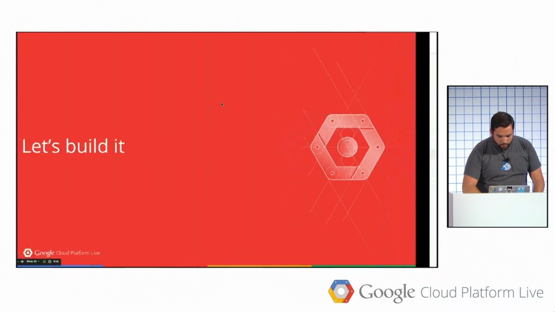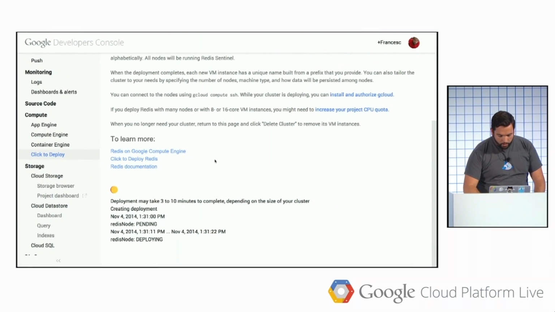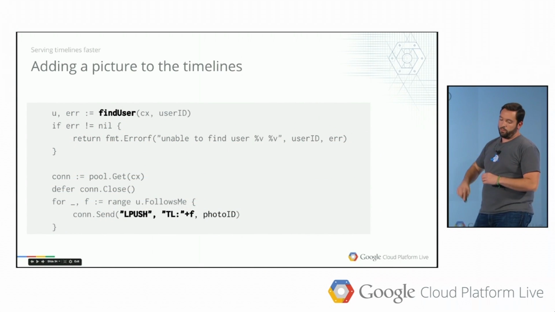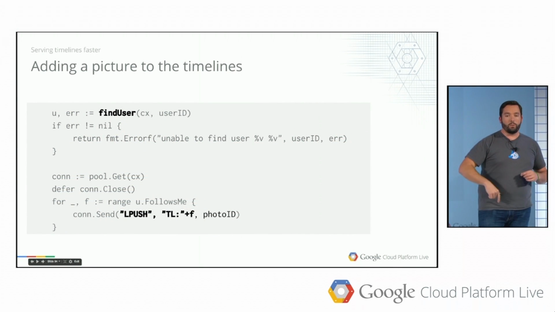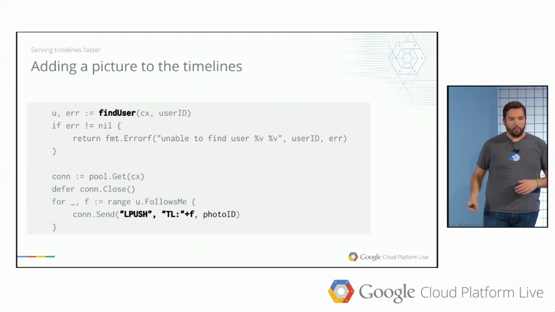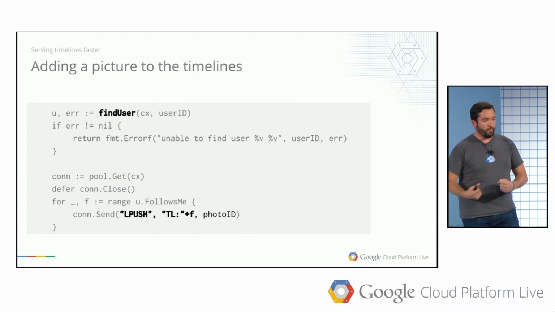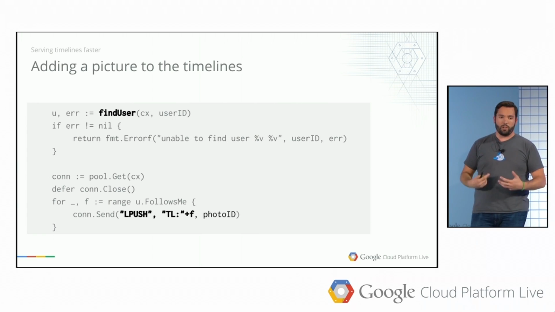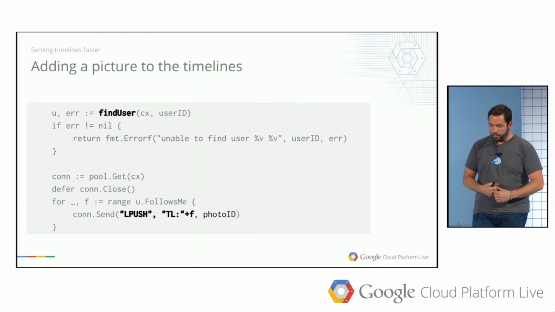Let's see if this is already working. Still deploying. So basically now our code is going to look like this. The first thing we're going to do is we will find the user in the data store, and that will return the user and an error. In Go, you have to manage errors, which means that by the end, you end up having an app that is very robust. All the errors are managed.